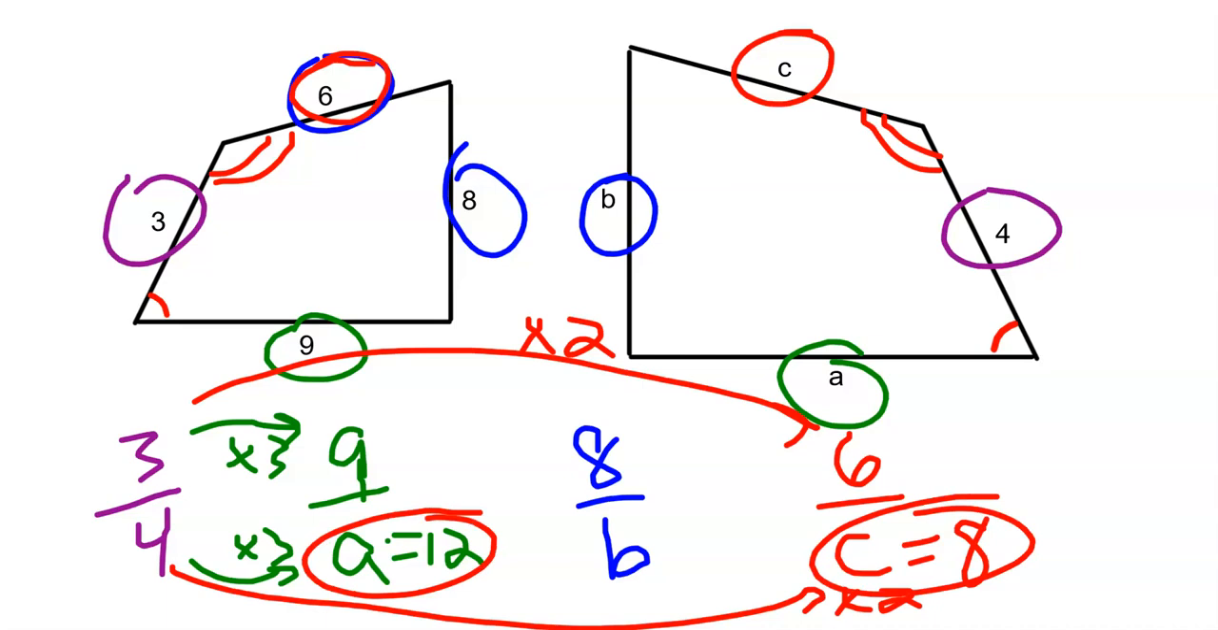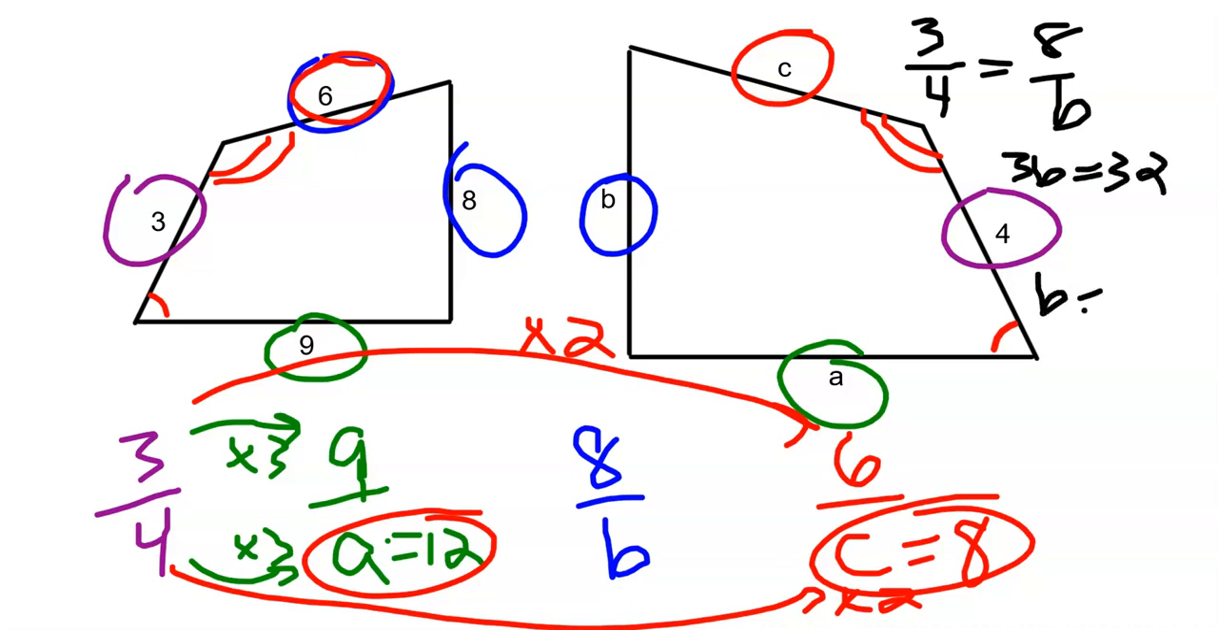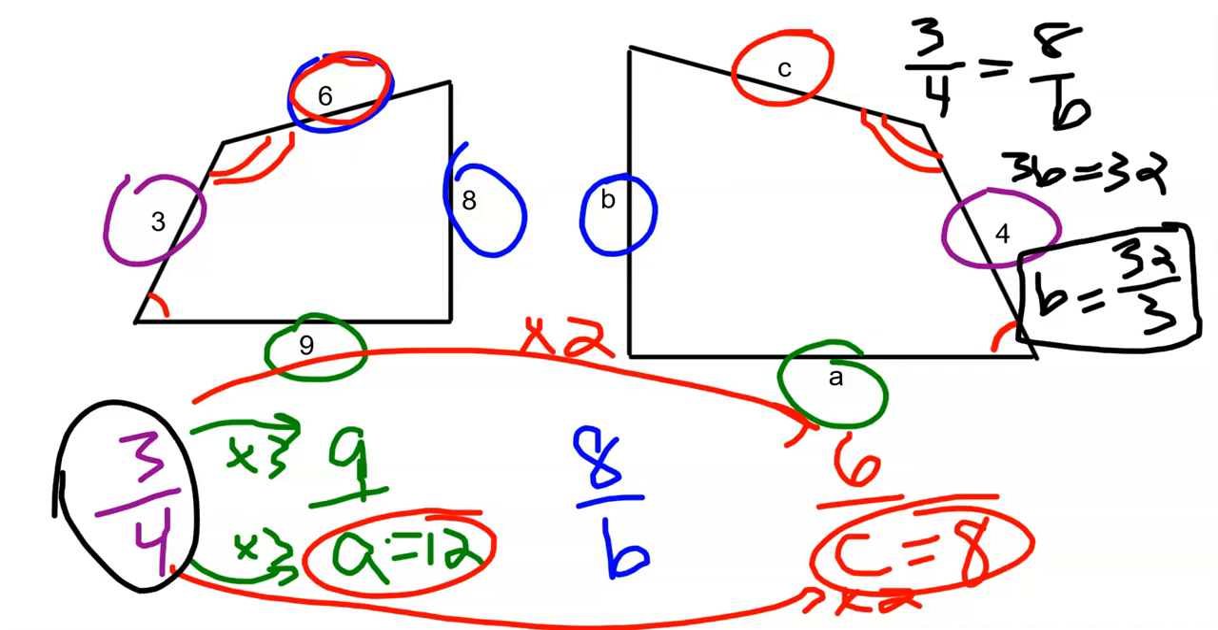And now for 8 to B, it's not quite as simple. So we can use the tricks that we have learned for proportions over the years. 3 over 4 is equal to 8 over B. Use cross products to get 3b is equal to 32, and we can leave this as an improper fraction. It's a totally valid form of a number. 32 over 3 is our value for b. Scale factor 3/4. A is 12, B is 32 over 3, C is 8.